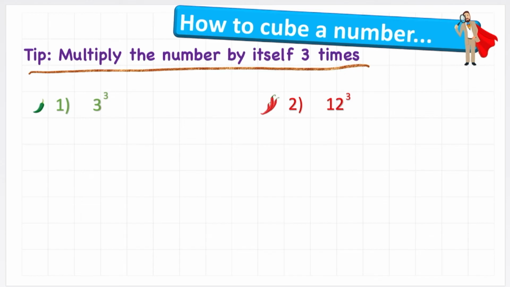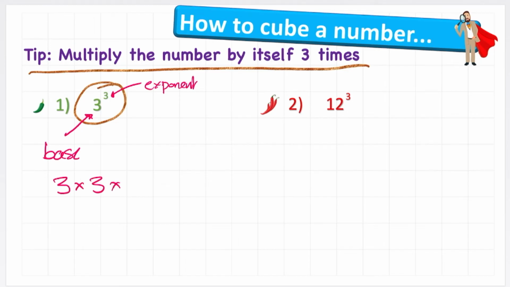So if we have a look at this first challenge here, 3 to the power of 3, we should first understand that this 3 is called the base, and this little 3 up here, the power of, we call the exponent. But in some places we know it as to the power of, so we might say 3 to the power of 3, or 3 cubed. So, as it says here, to multiply the number by itself 3 times, what we should do with 3 cubed is say 3 times 3 times 3.